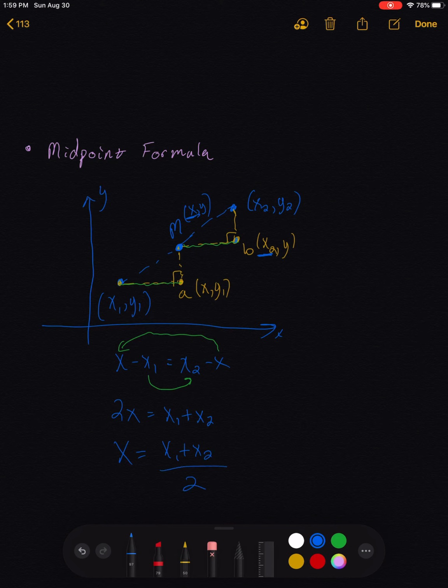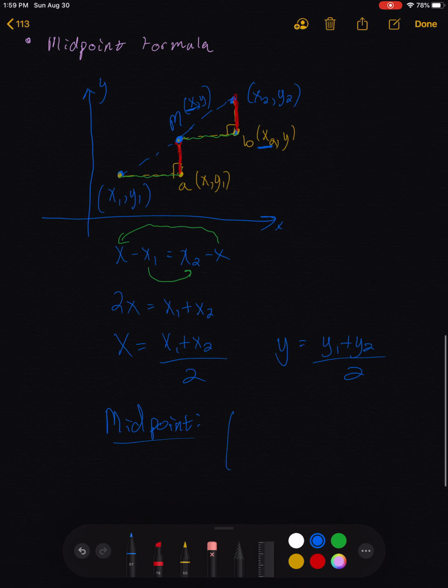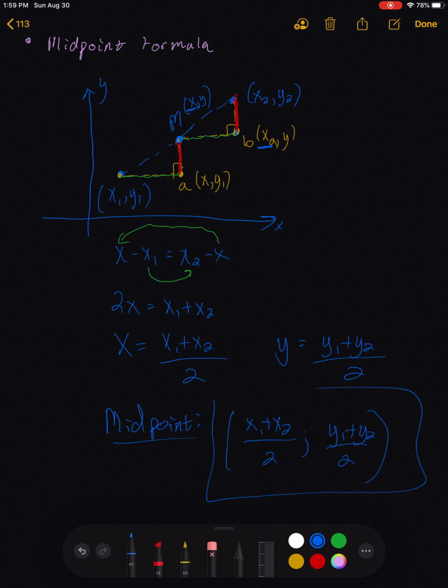Now, I could do all the same tricks I just did here, only using the vertical portions of the triangle, and get a similar expression for y. y has to be y1 plus y2 over 2. So at the end of the day, our formula for the midpoint between 2 points, x1, y1, and x2, y2, is that the x-coordinate is x1 plus x2 over 2, and the y-coordinate is y1 plus y2 over 2. Essentially, you can take this as just the average of the x positions and the average of the y positions, which should sort of make intuitive sense for the midpoint.